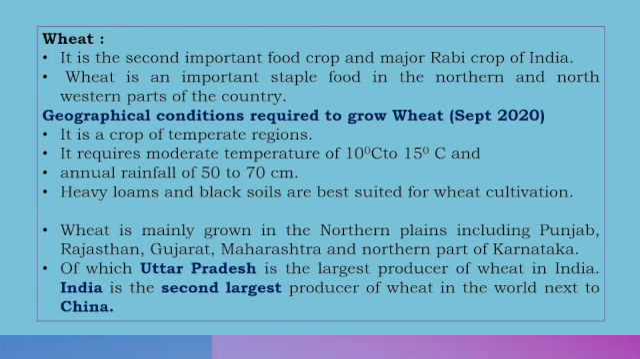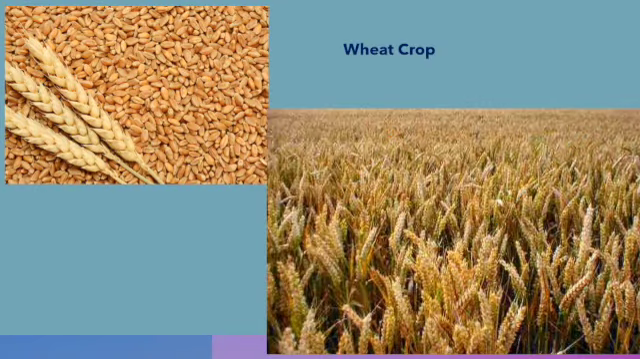Wheat is mainly grown in the northern plains, including Punjab, Rajasthan, Gujarat, Maharashtra, and the northern part of Karnataka. Among the states, Uttar Pradesh is the largest producer of wheat in India. Which state is the largest producer of wheat in India? Uttar Pradesh. And among the countries of the world, India is the second largest producer of wheat, next to China. Which country is the largest producer of wheat? China. And India is the second largest producer of wheat. This is wheat, a wheat crop ready for harvesting.